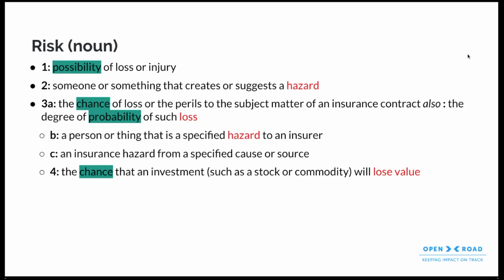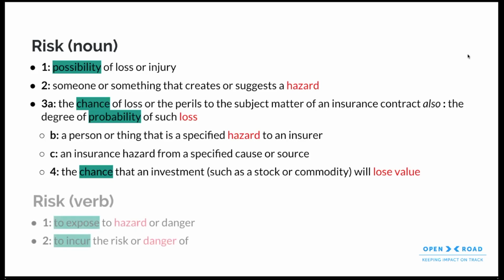There's another side to risk, however. If this noun definition of risk is about the objective reality that risk exists in the world, right? Things can always go wrong. The other side is the use of risk as a verb. And here, the important distinction is that action to expose to hazard or to incur hazard, danger. And the fundamental difference between the noun and the verb definitions of risk is that the top one is objective and the bottom one is subjective.